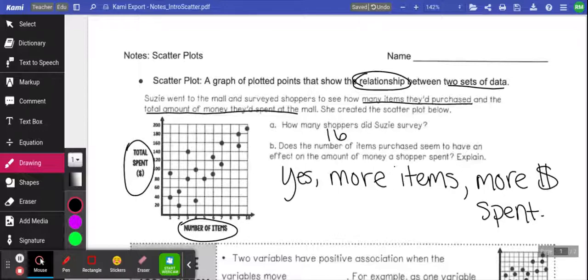And if we think about that, that just makes sense, right? When you go to the store, if I buy one item, I'm probably not going to spend as much as if I go and buy like 20 items. It really depends on how much they cost. But for the most part, the more items you buy, the more money you'll spend. Okay.